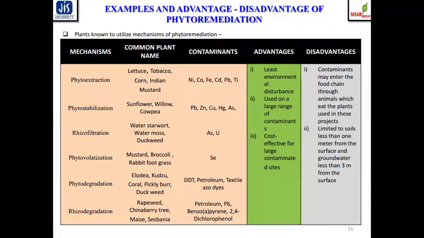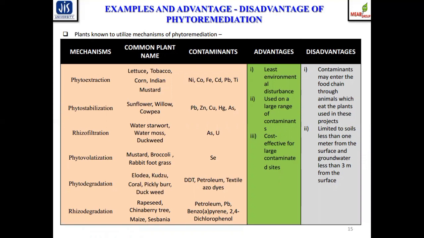So this is a nice tabular presentation which shows the different columns having mechanism, common plant name, what different xenobiotic contaminants can be eradicated, along with their advantages and disadvantages. You can see the phytoextraction, phytostabilization, rhizofiltration, phytovolatilization, phytodegradation, rhizodegradation, all involving different kinds of plants.